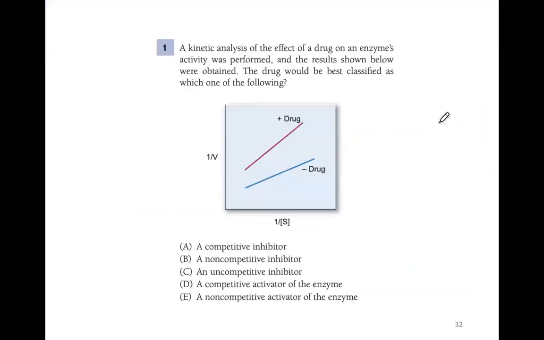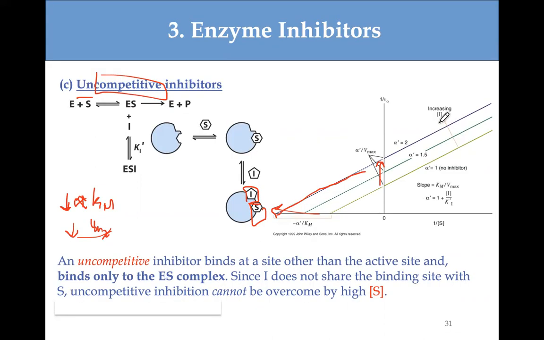Are the 3 types of enzyme inhibitors clear? So Km increases and Vmax decreases. No, Km decreases and Vmax decreases. Km decreases, meaning the affinity of the enzyme to its substrate will increase. Vmax decreases, yes, because we cannot convert the substrate to a product. Is that clear?